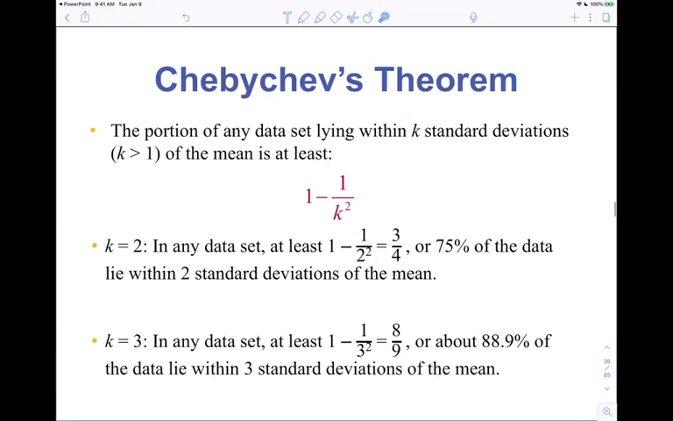Forgive me if I pronounce this incorrectly. Chebyshev's theorem: the portion of any data set lying within k standard deviations of the average, as long as k is greater than 1, is at least this. If k is 2, in any data set at least 75% of the data is within 2 standard deviations. And when k is 3, at least 88.9% of the data lies within 3 standard deviations of the average. Okay.